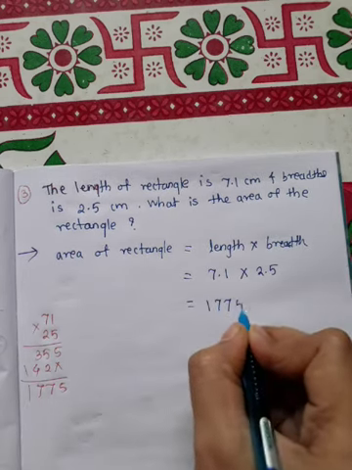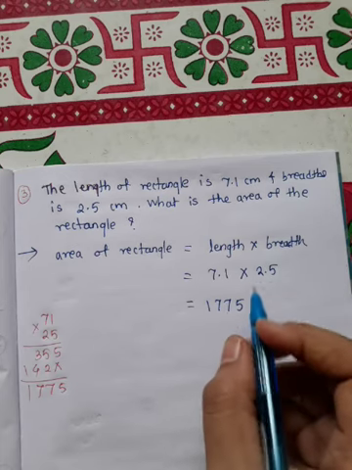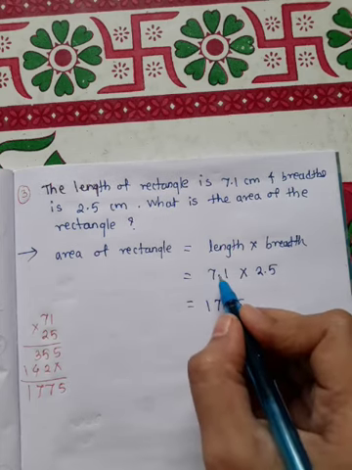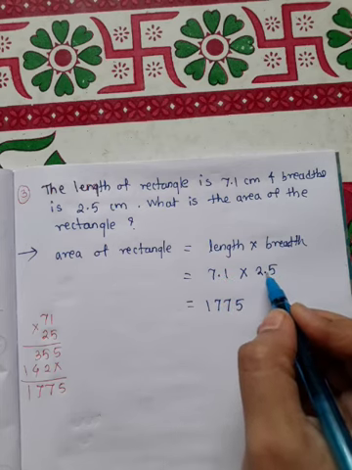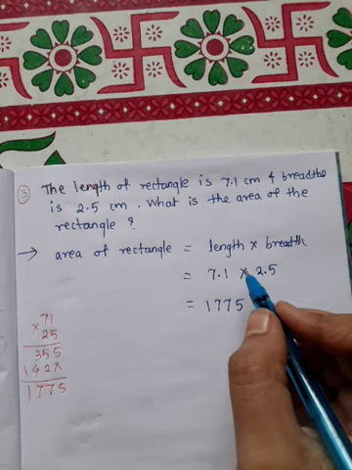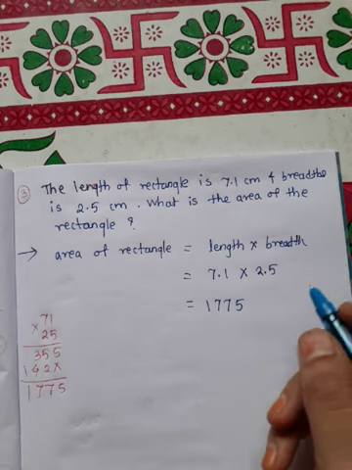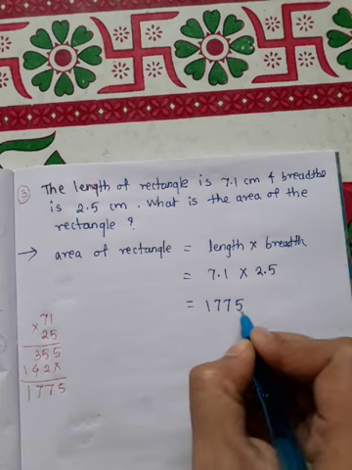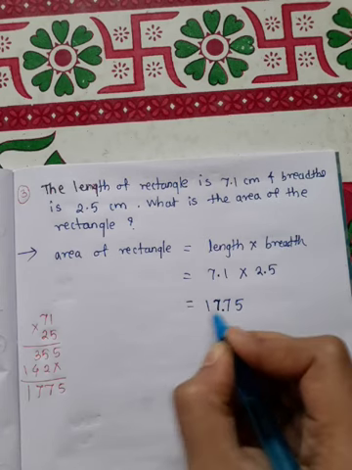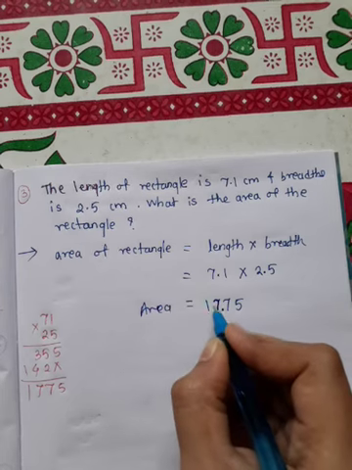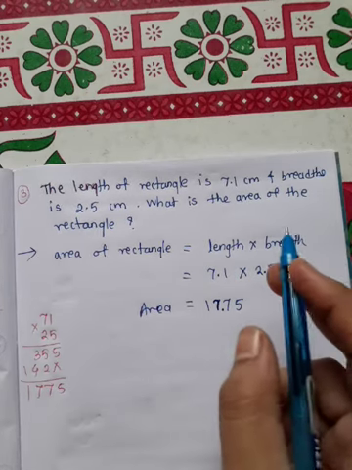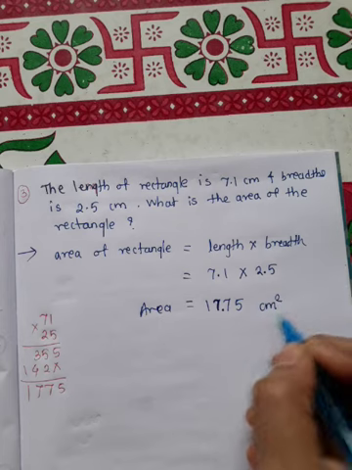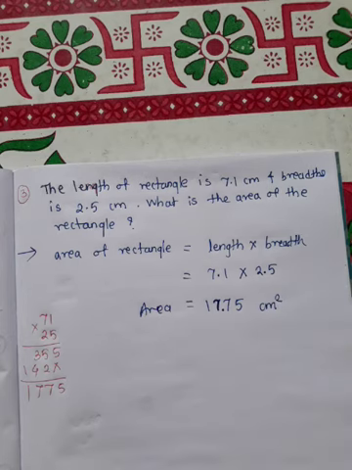So we get 1775. For placing the decimal point in the obtained product, here after the decimal point there is one digit, and here also after the decimal point one digit. So there are a total of two digits after the decimal point. So put the decimal point before two digits, 1, 2. So we get the area of the rectangle as 17.75, and the unit of area is centimeter square. So in word problems, you also have to use the multiplication of decimal numbers. Okay, thank you.